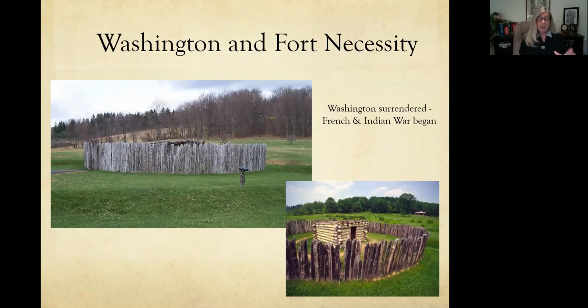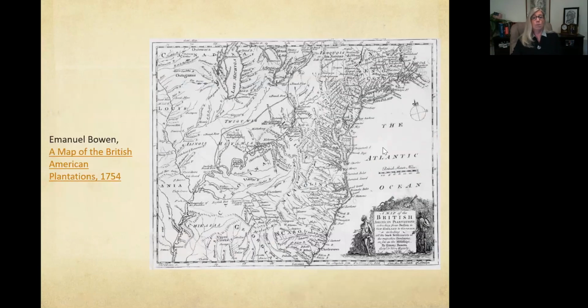And in the document, George Washington accepts full responsibility for the assassination of Jumonville, the French officer. So this was not George Washington's best military effort, but he learns from it. And he's going to use those lessons very skillfully in the war against the British. Okay, so Washington surrenders. The French and Indian War is now on, and it's going to become a worldwide war.